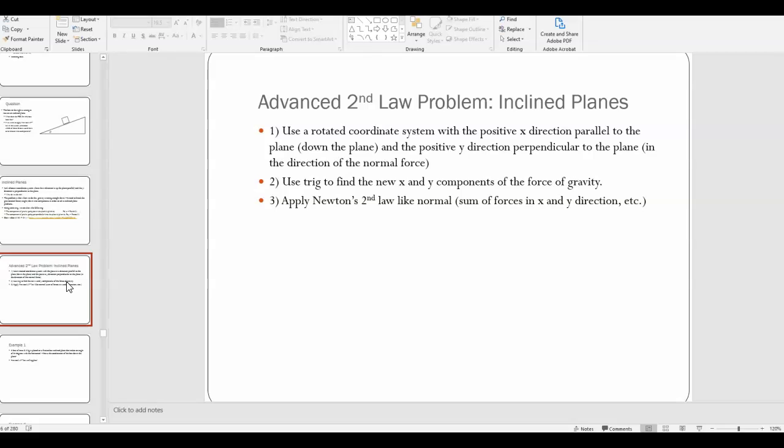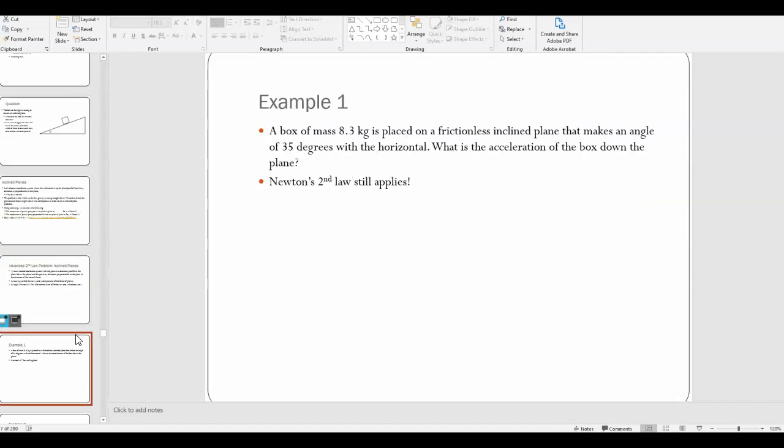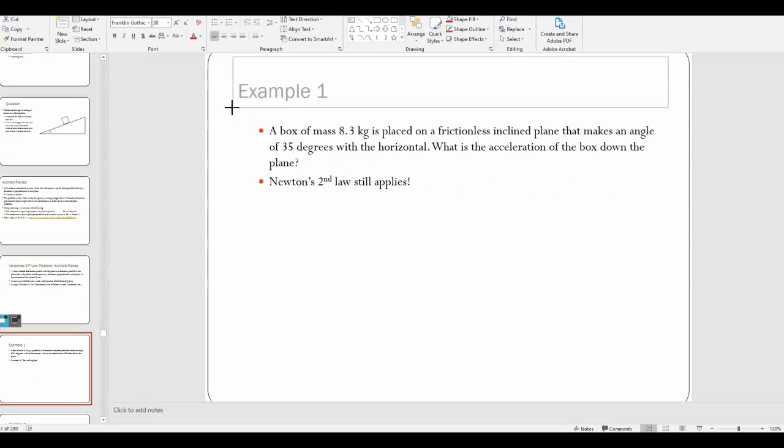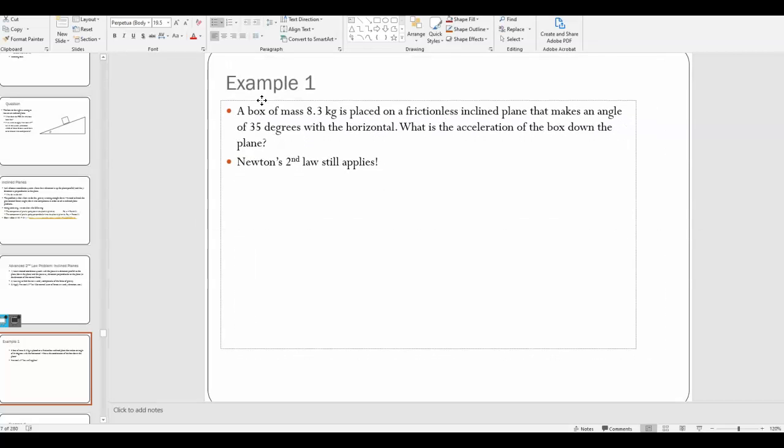Okay, so let's do some problems. Same steps that we've done before in second law problems, other than the rotated coordinate system. You start with an FBD, you determine if the object is accelerating or not. It will never be accelerating in the y direction on an inclined plane problem, so that's a freebie. And then you write down the sum of the forces. So let's start with the easiest example I can think of, example 1.